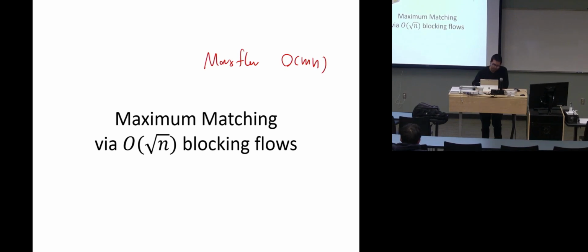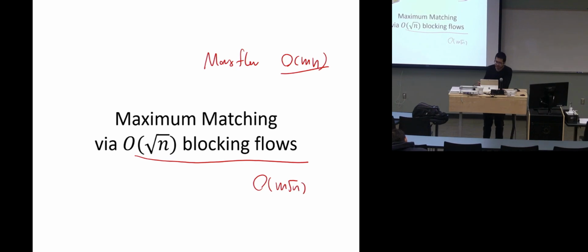Or mn if you run Ford Fulkerson in the unit capacity graph. But what we're going to learn today is how to solve maximum matching using root n blocking flow. So the time, instead of mn, you will get something like m root n. And this is simple enough to teach in class. So it's quite nice.